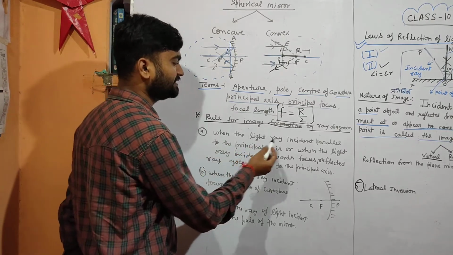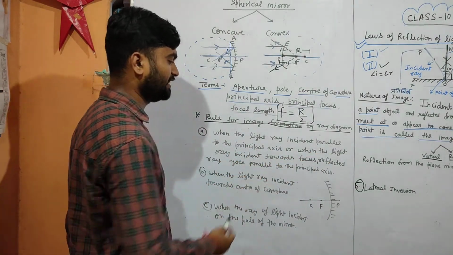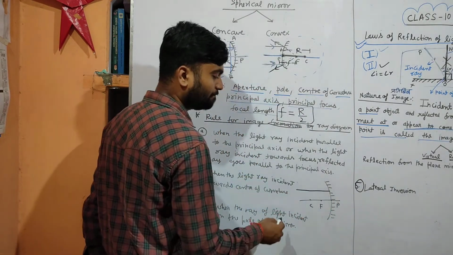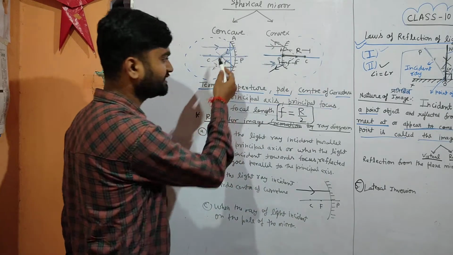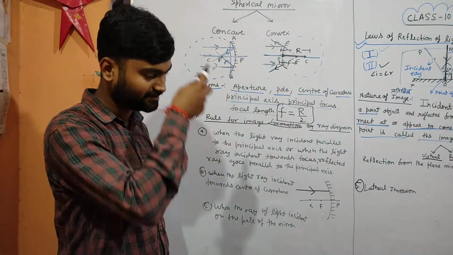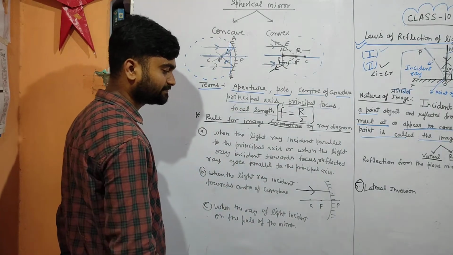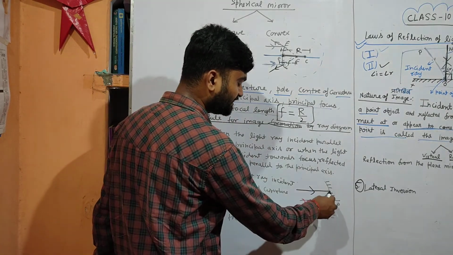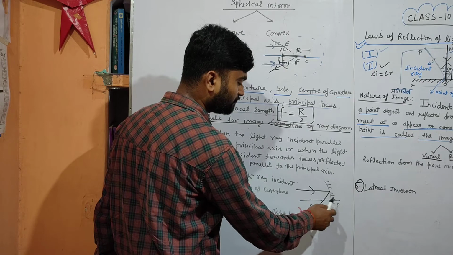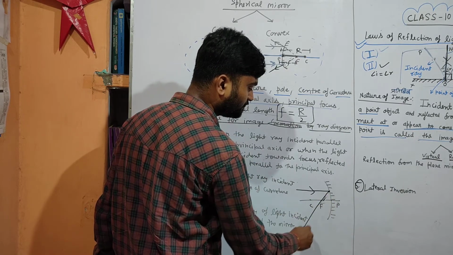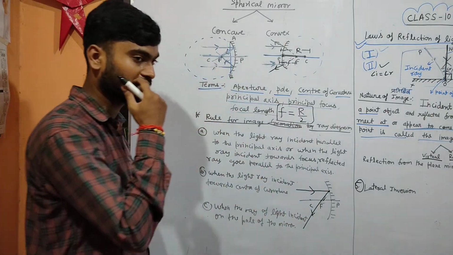When the light ray is incident parallel to the principal axis, we saw this when we defined the focus, then after reflection it goes through the focus. So this is the first rule.